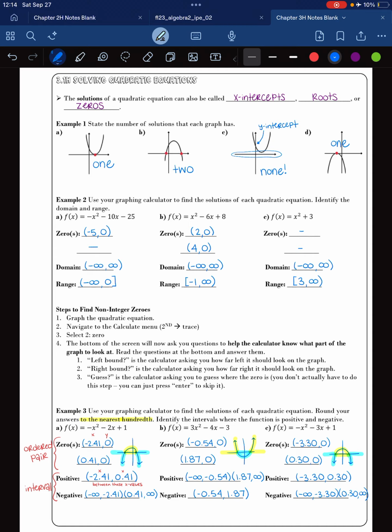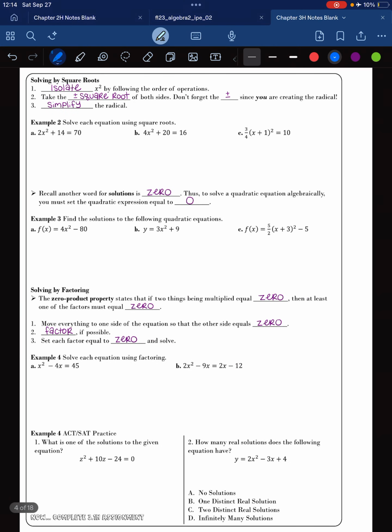Alrighty. Let's move on to the back now. So what happens when we don't have a graphing calculator? What happens when we have to solve? I can solve algebraically. One of the ways that I can do that is by taking the square root of both sides. So, we're going to learn a lot of different methods in this chapter for solving, but this kind of practices what we reviewed yesterday. So, solving by square roots.